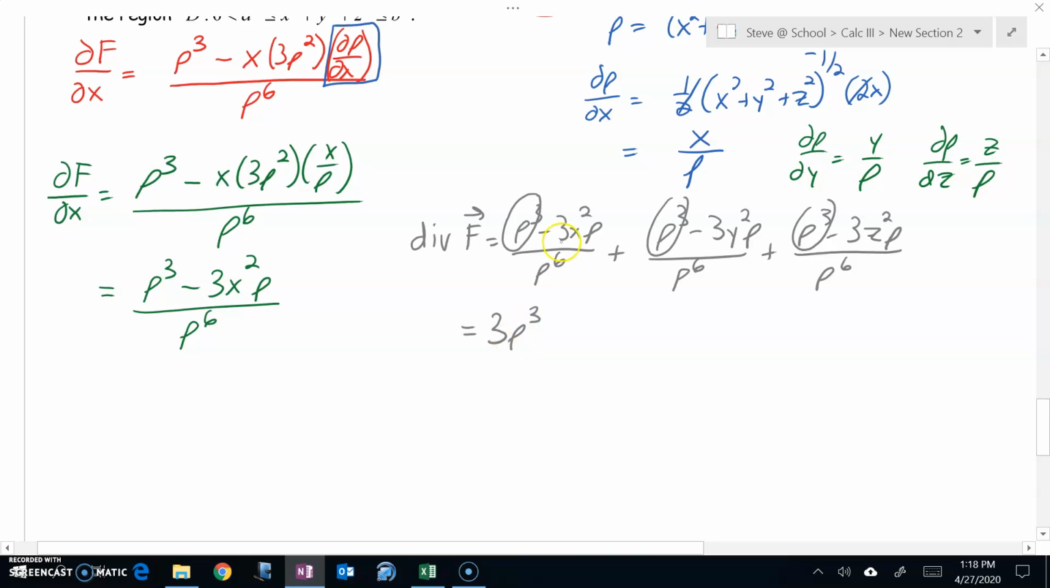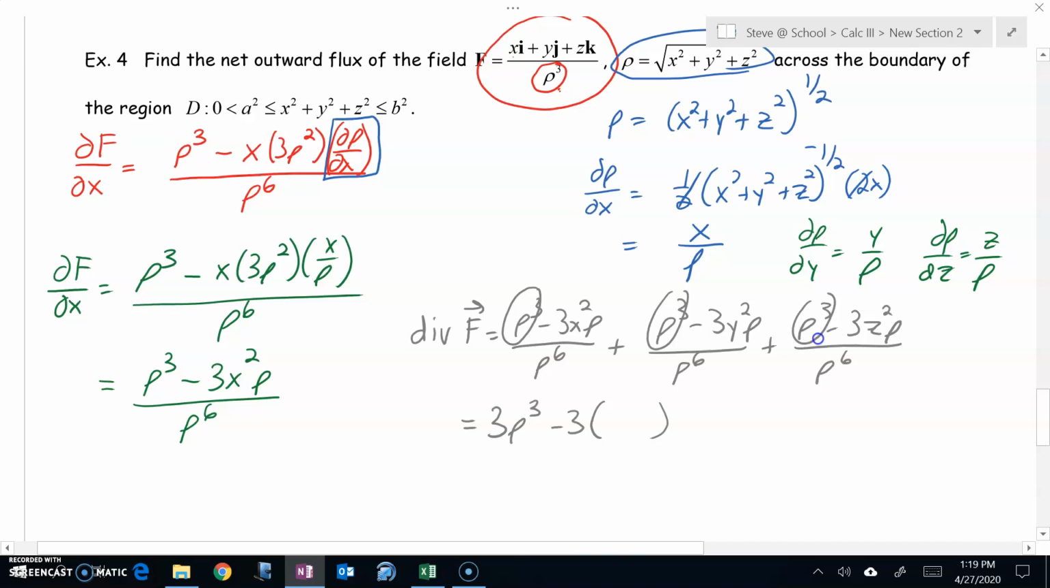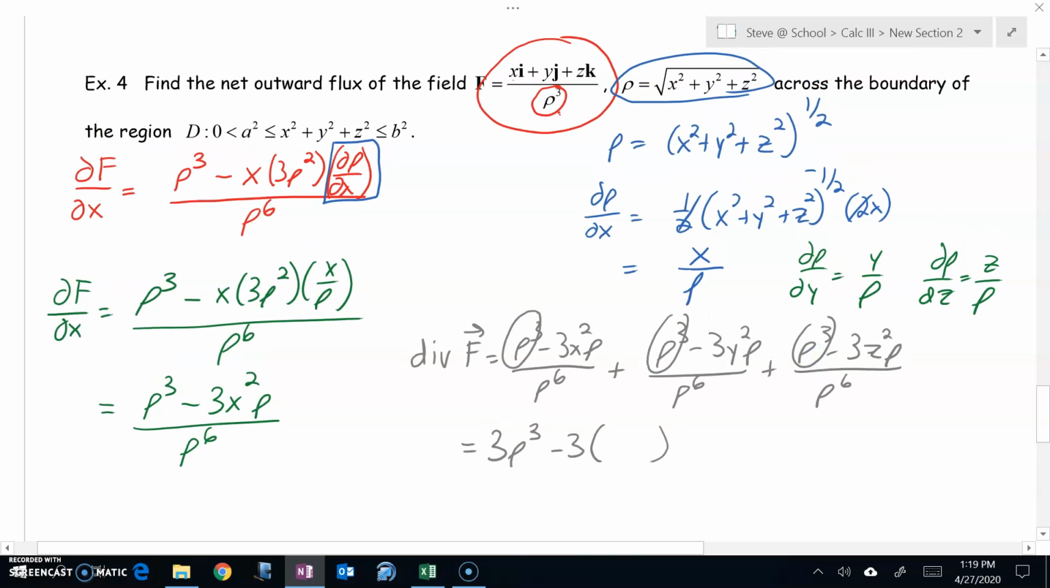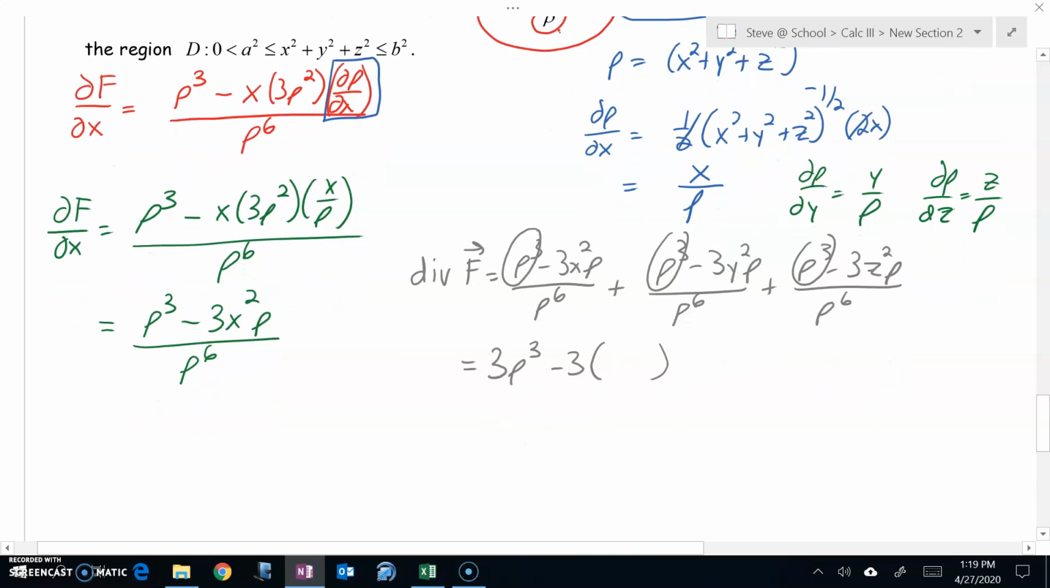Now, do you guys see how there's a minus 3 for each of these? I'm going to factor a minus 3 out, and I'm left with the x squared plus y squared plus z squared. Well, again, when you go back up to the top, x squared plus y squared plus z squared is actually equal to rho squared. And then we also still have another rho attached to that.